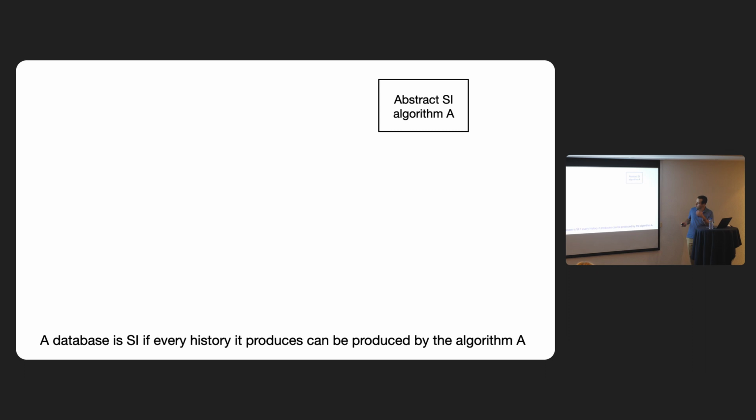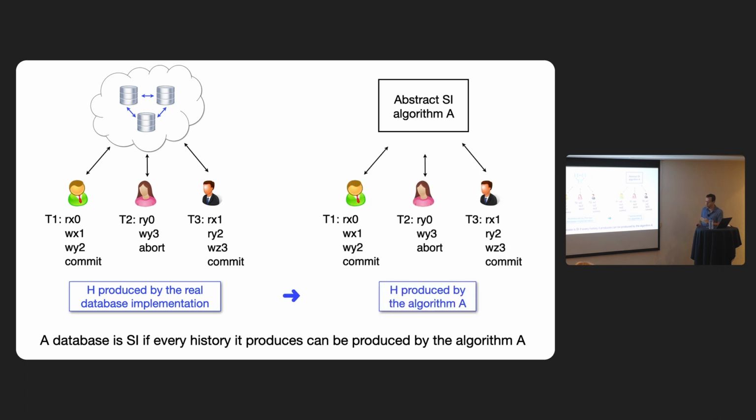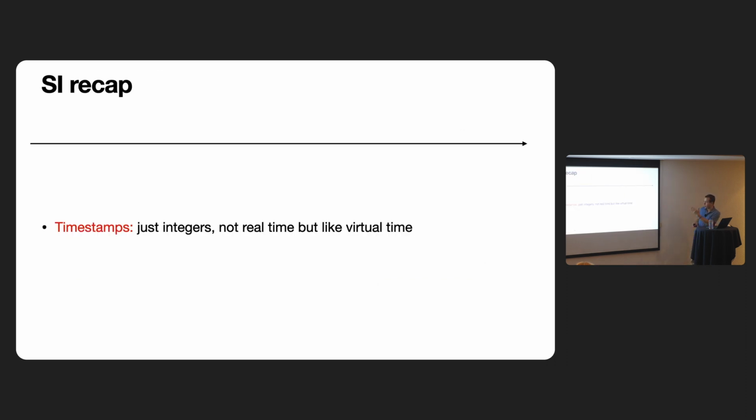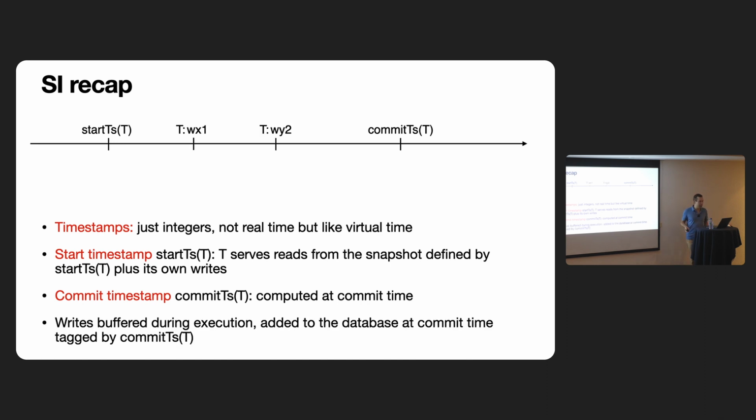So as I said before, SI is defined by this abstract algorithm, right? And any history produced by the real database implementation has to be produced by this algorithm. And the algorithm is non-deterministic, right? To recap, I had these timestamps, which are like integers, but function like a virtual time, right? There was the start timestamp, and that's used to serve reads, and the commit timestamp, which is computed at commit time. Then you have optimistic execution, so writes are buffered during transaction execution and only added to the database at commit time, tagged by the commit timestamp.